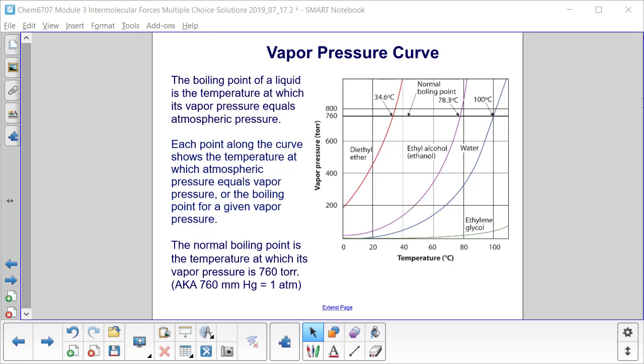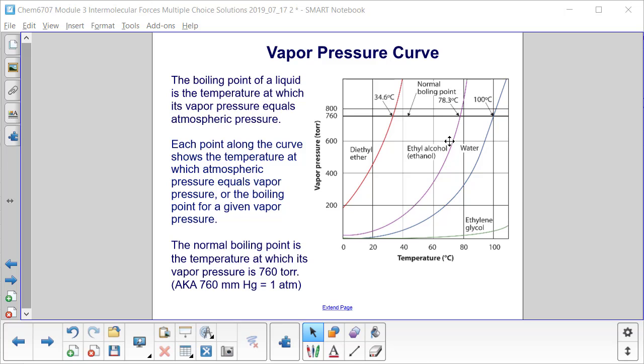Shown in the diagram is a vapor pressure curve, where vapor pressure is on the y-axis, measured in torr, or millimeters of mercury, and temperature is in Celsius. The boiling point of a liquid is the temperature at which its vapor pressure equals atmospheric pressure. See this line here, 760? That's atmospheric pressure. So when the vapor pressure gets to that point, that is the boiling point.